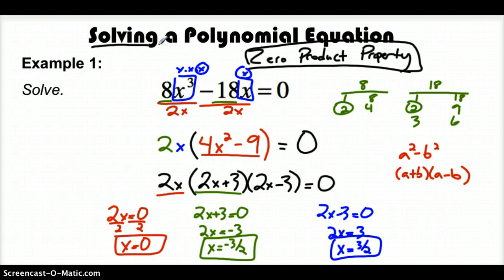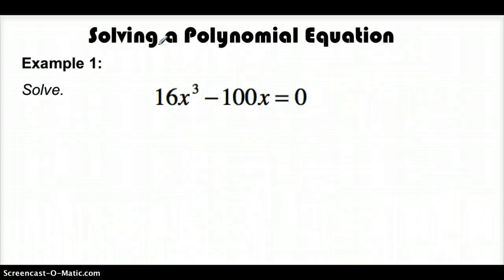So here's one thing I want to point out. This problem has a degree of 3, and there were 3 solutions. It's really important to understand that if a problem has a degree of 3, there will be that many solutions to our problem. Let's look at one more here.